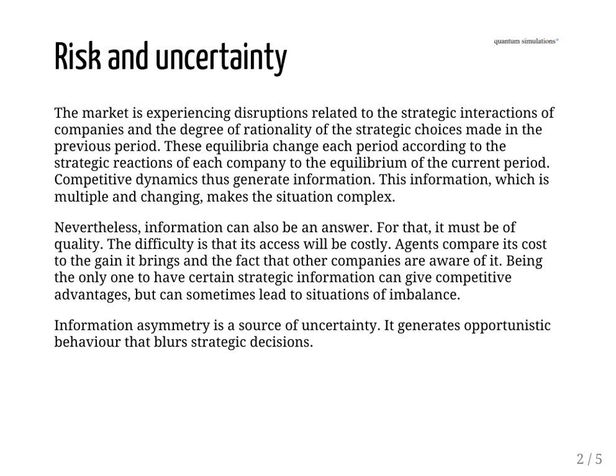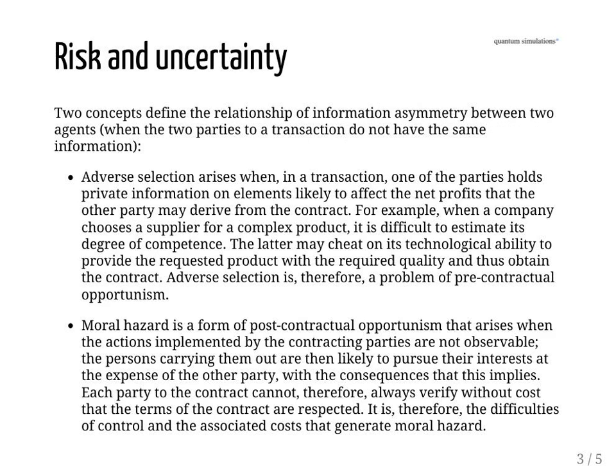Being the only one to have certain strategic information can give competitive advantages, but can sometimes lead to situations of imbalance. Information asymmetry is a source of uncertainty. It generates opportunistic behavior that blurs strategic decisions. Two concepts define the relationship of information asymmetry between two agents.